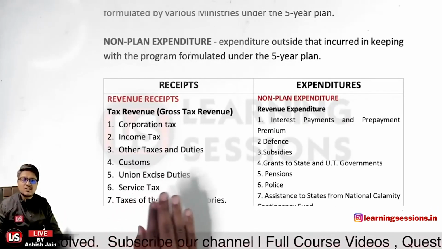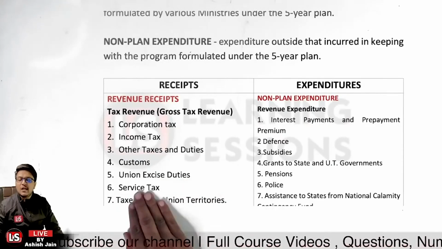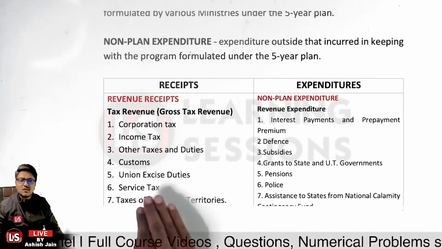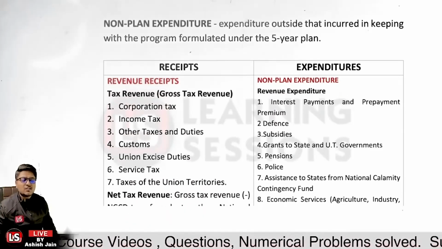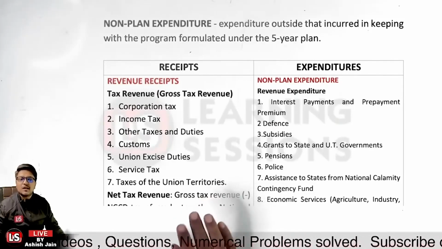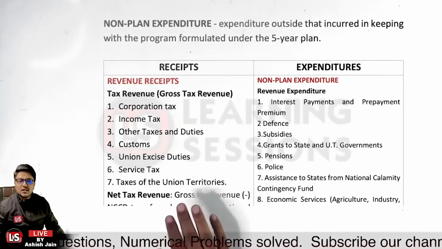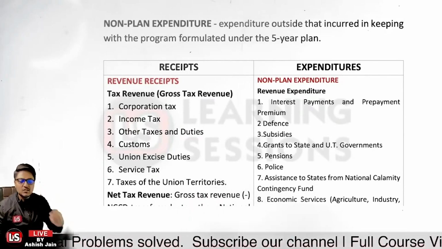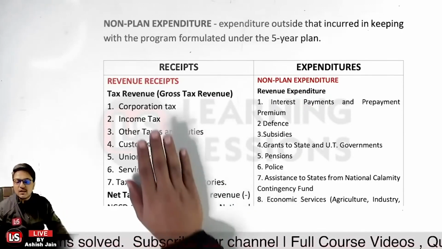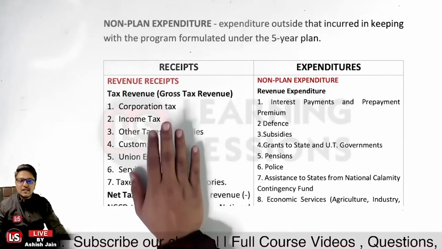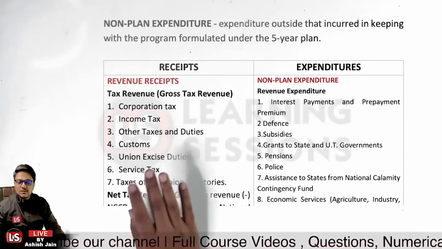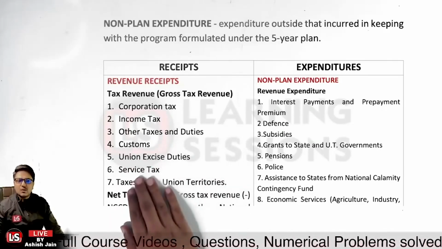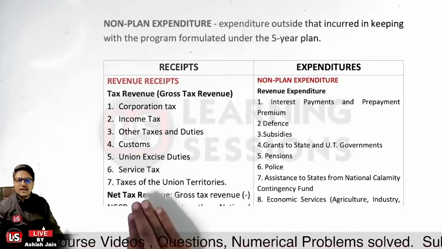And union excise duties are related to tax on production. Service tax, such as GST, VAT etc., is basically the service tax. Taxes of the union territories means the taxes which are basically paid by the union territories themselves, that is the UTs. Okay, so that is basically your gross tax revenue. So these are basically seven types of taxes. You need to remember the names exactly: corporation tax, income tax, other taxes, customs, union excise duties, service tax, and taxes of the union territories.